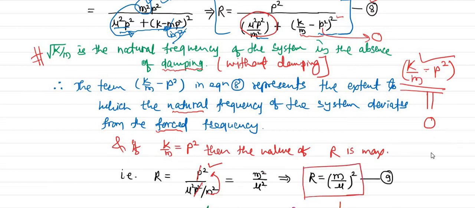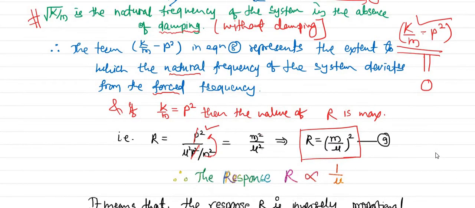When is it possible? When k/m is exactly equal to p². We name it equation number 9, and therefore the response R is inversely proportional to μ. Here we can conclude from this equation, and this is the important conclusion: the response R is inversely proportional to μ.